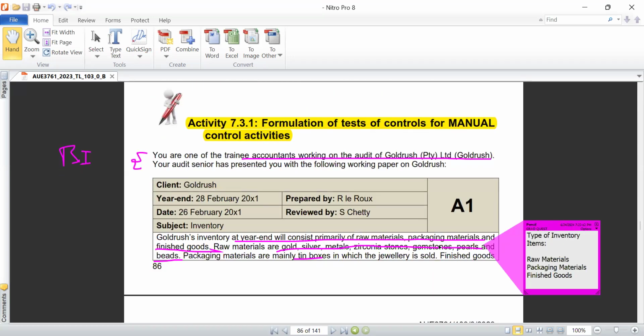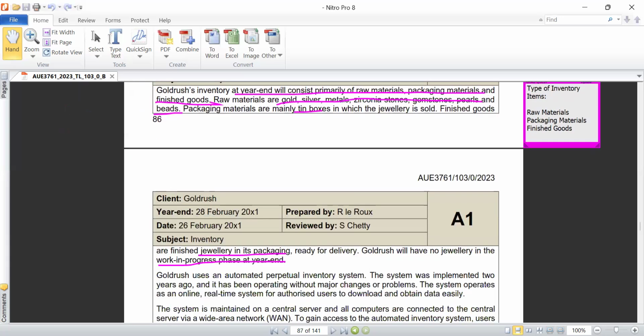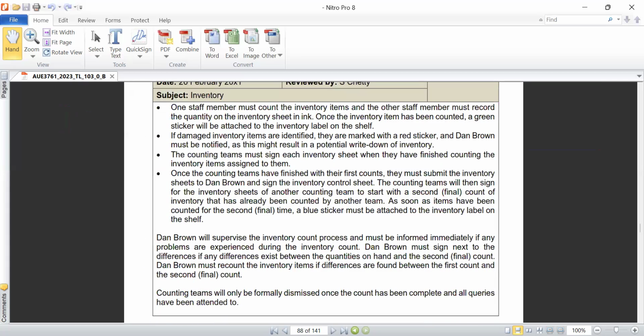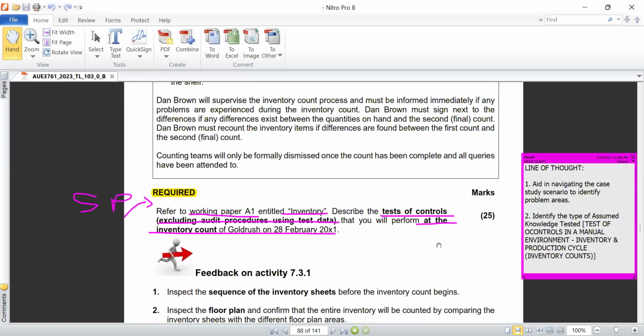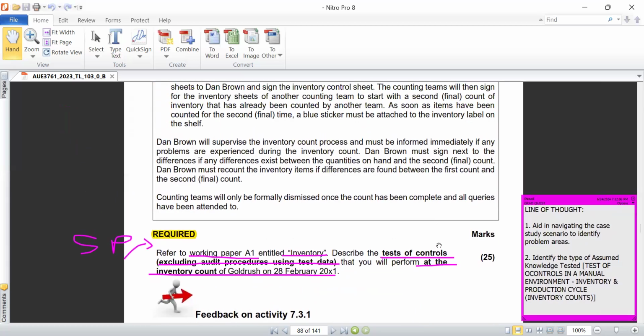7.3.1. As always, when you get a question for auditing, you begin by looking at the required part of the question so that you gain insight as to what the examiner expects you to do. In this context, they are asking you to refer to working paper A1, which is contained in the case study scenario. So they want you to refer to working paper A1 entitled Inventory.